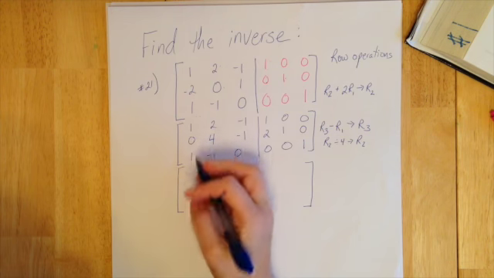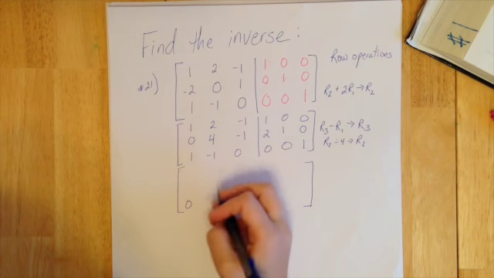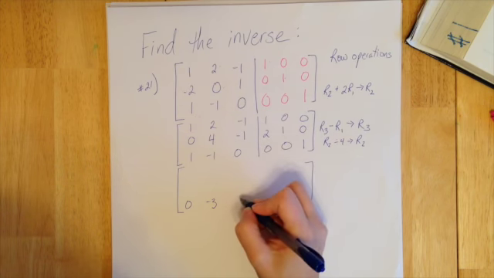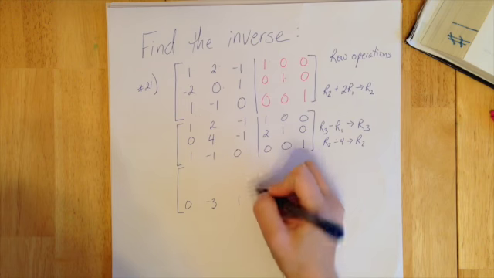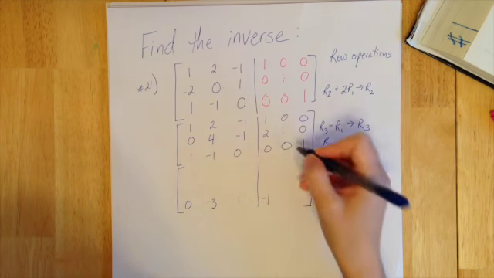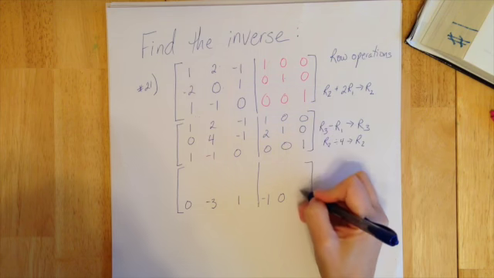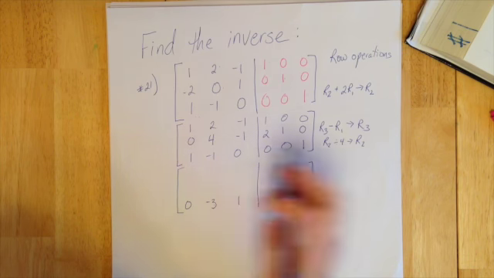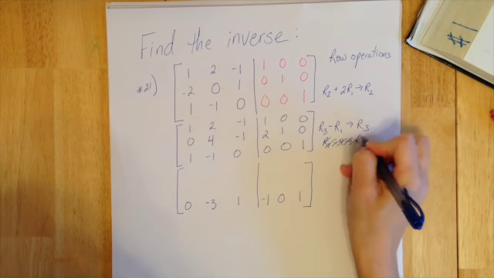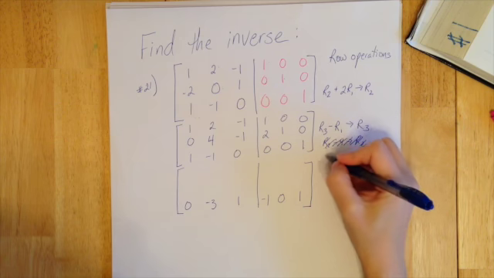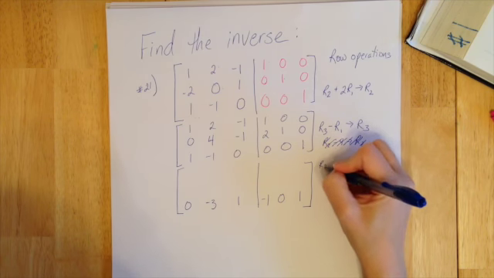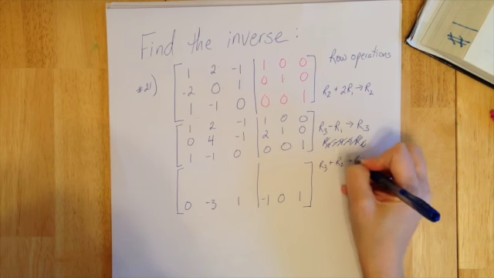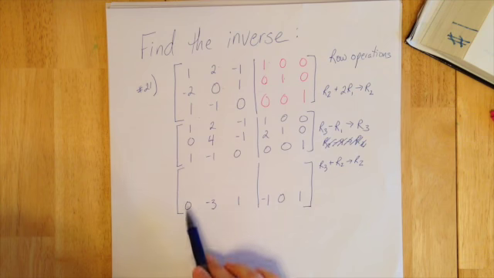Leaving my first row alone. So subtracting, 0, -3, 1, 1, 0, 1. Now I'm looking at this and I'm seeing that that will actually make that a 1 better, so I'm going to ignore this. We're going to do row 3 plus our row 2 for a new row 2.